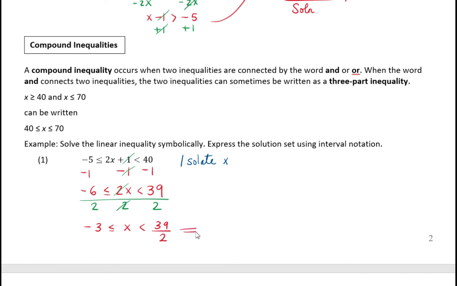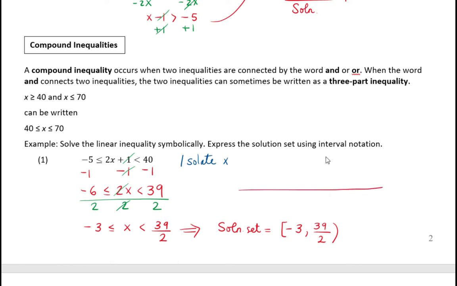So I can write down the solution set easily. The solution set in this case will be -3 with a bracket and then comma 39 over 2 with a parenthesis. So it's kind of like that. 39 over 2 gets a parenthesis because it's not included, it's less than. As you see, it's just similar to what we did in the previous problems, but it's combined, it's a compound inequality.